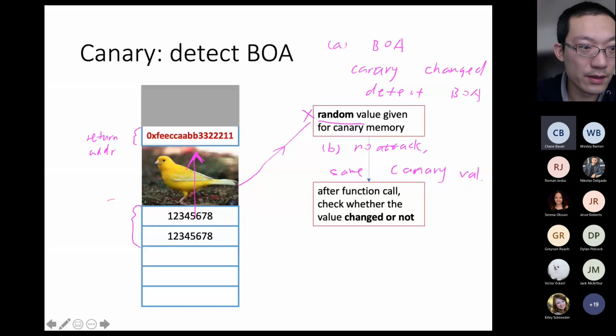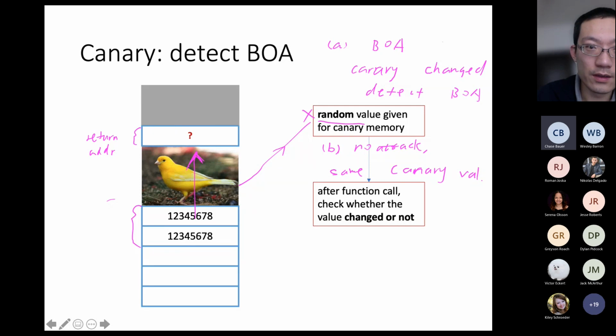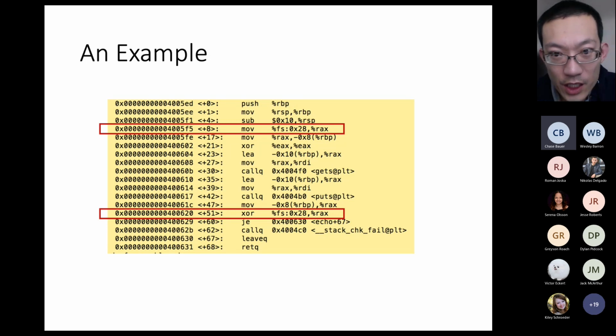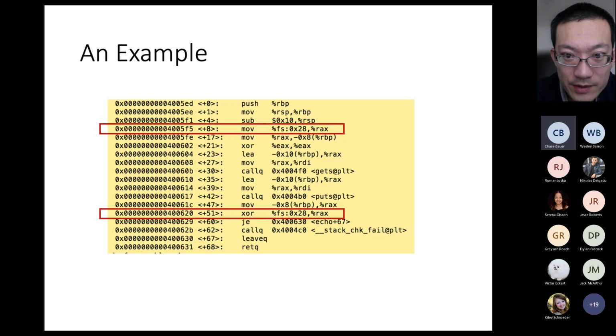Let's go back to our slides. This is the program I just showed you. We have the canary value. The first box is to move the canary value to the stack, and the second box is trying to compare the canary value on the stack with our stored one to see whether they are the same. Okay, that's really the last slide.